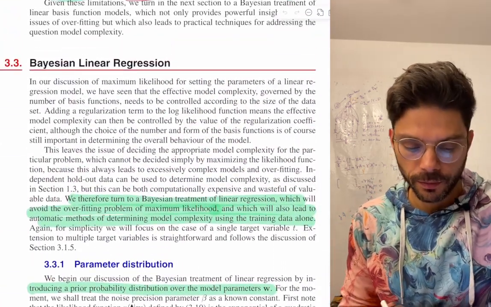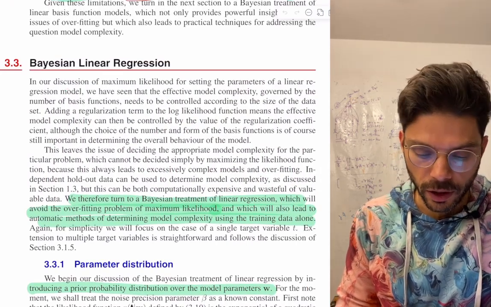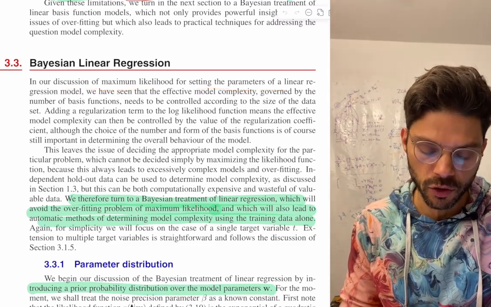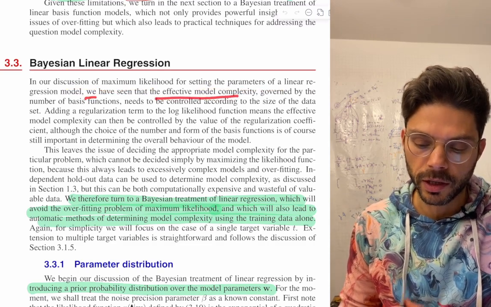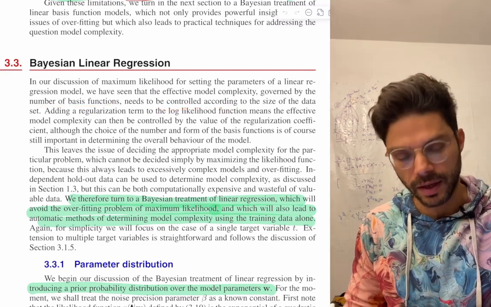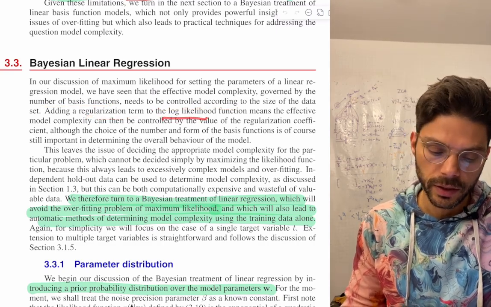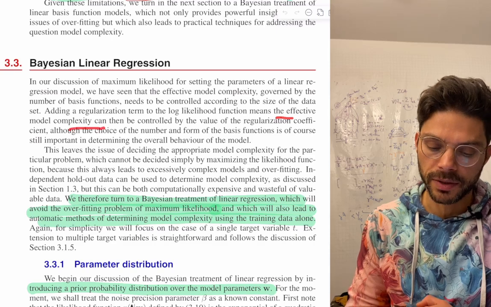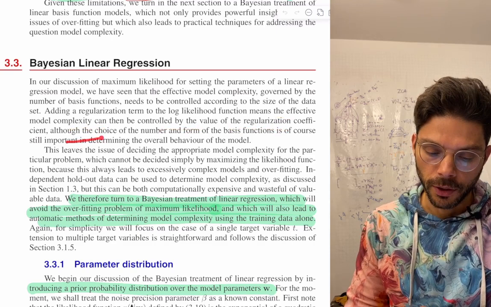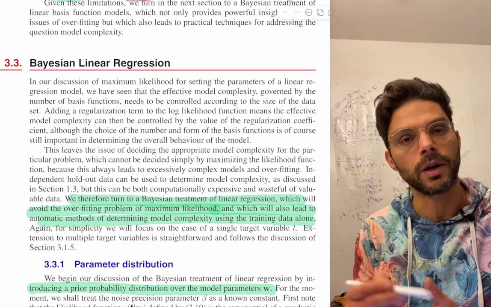Okay, great. So in our discussion of maximum likelihood for setting the parameters of a linear regression model, we have seen the effective model complexity governed by the number of basis functions needs to be controlled according to the size of the data set. So we added this kind of regularization term. The effective model complexity can then be controlled by the value of the regularization coefficient, although the choice of the number and form of the basis functions is of course still important in determining the overall behavior of the model.